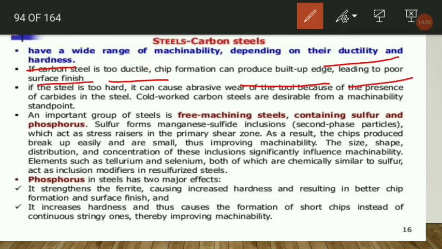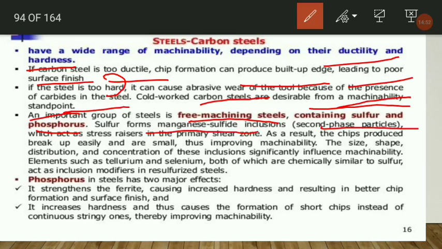On the other hand, if the steel is too hard, it can cause abrasive wear of the tool because of the presence of the carbides. Cold worked carbon steels are desirable from a machinability standpoint. An important group of steels is free machining steels containing sulfur and phosphorus. Sulfur forms manganese sulfide inclusions, second phase particles, which act as stress raisers in the primary shear zone. As a result, the chips produced break up easily and are very small, thus improving machinability.